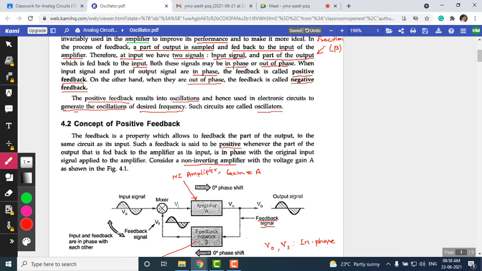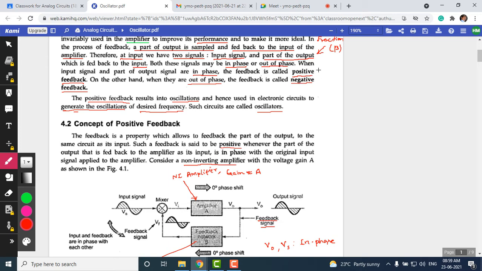Both these signals may be in phase or out of phase. When I say feedback is given to the input, the feedback signal can be in phase or it can be out of phase also. We will discuss what we mean by in phase and what is out of phase. When the input signal and part of the output signal are in phase, meaning whatever the output is coming back to the input is a replica of the input, then that type of feedback is called positive feedback. On the other hand, if the feedback signal and the input signal are out of phase, 180 degree out of phase or 270 degree out of phase, such kind of feedback is called negative feedback. So, there are two types of feedback one must understand.